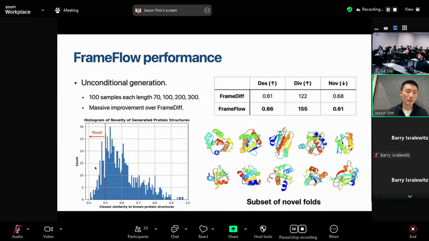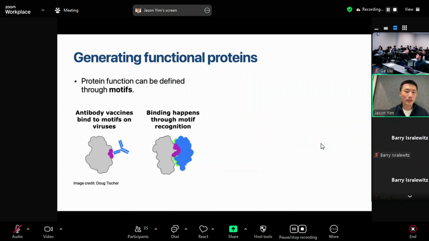If there's a histogram of proteins and how similar they are to known protein structures, we can see that these are quite different from things in the past, more different than FrameDiff. Right, so this is to generate a protein structure and show how well you learn them, but we also want to generate functional structures. A lot of protein functions can be defined through a motif.